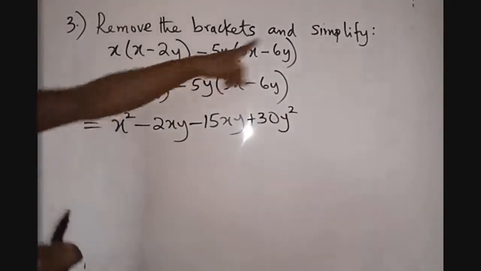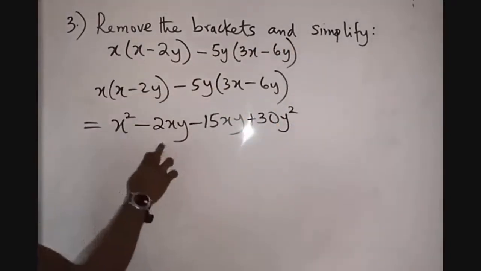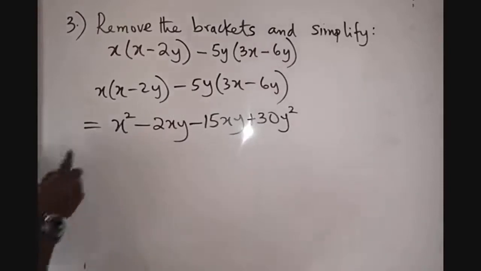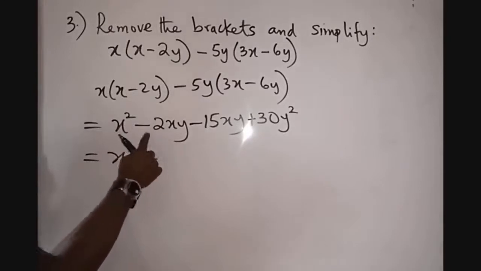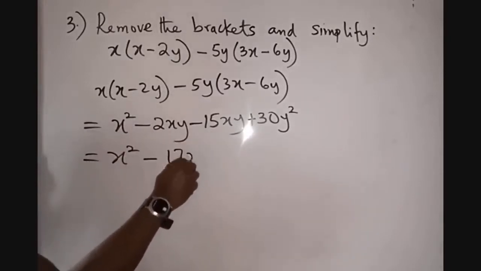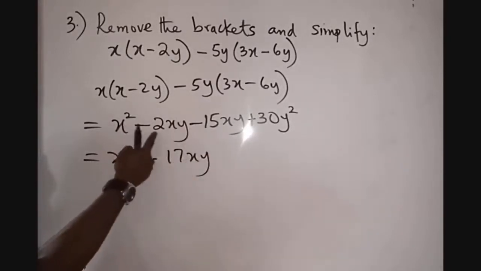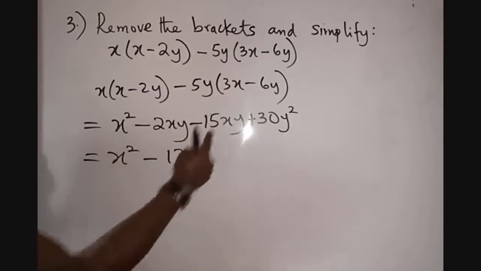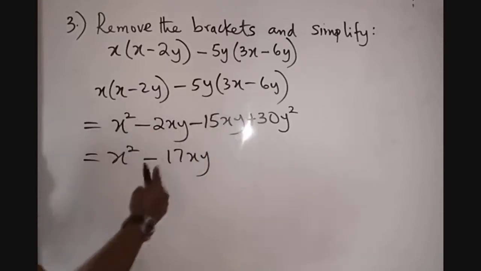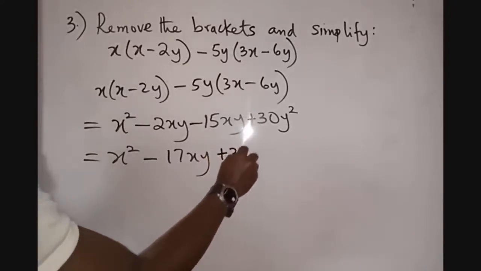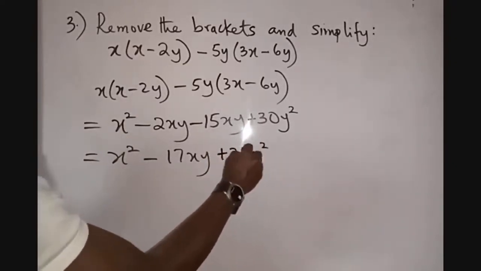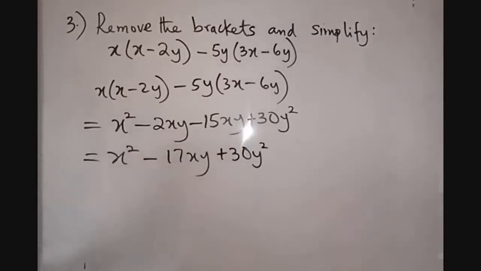So we are asked to now simplify because there's a part of it where you have the same thing. So right here we have x squared, and you have minus 17xy, because this is minus 2xy minus 15xy. So when you put this together, you have minus 17xy, and that gives you plus 30y squared. You cannot simplify further, and that is your answer.